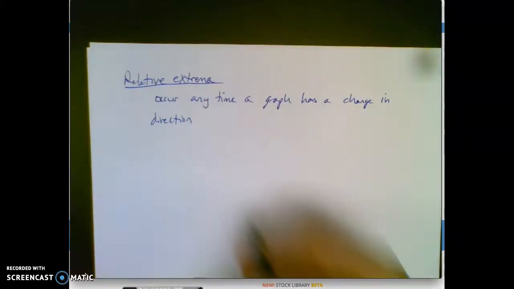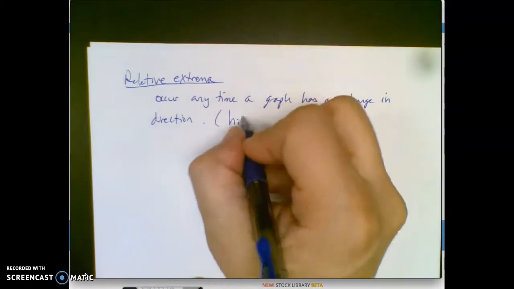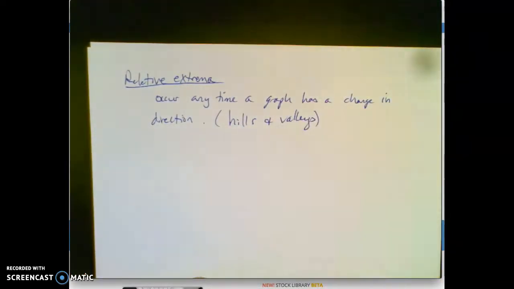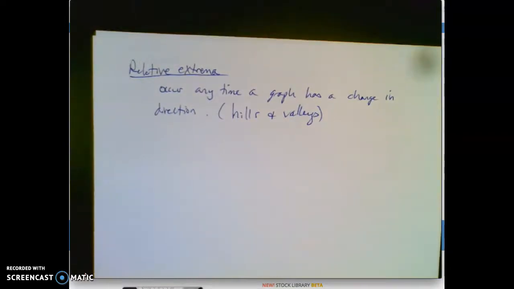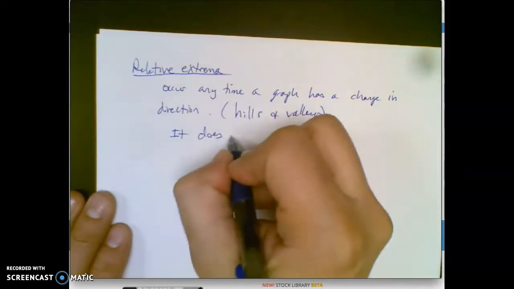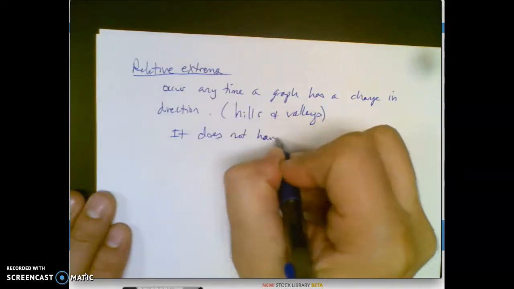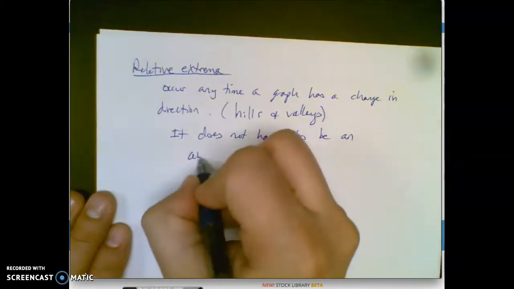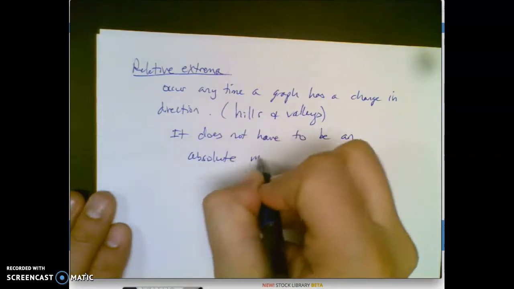Okay. Basically, you want to think hills and valleys. It's what you think of max and mins, but they don't actually have to be your highest point and lowest point. We'll write that. It does not have to be an absolute max or min.